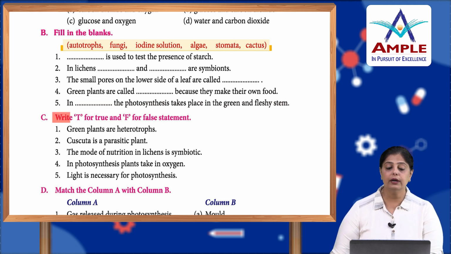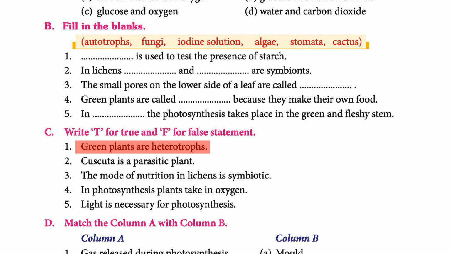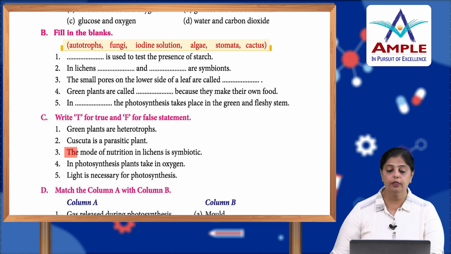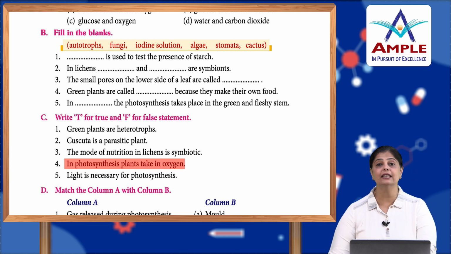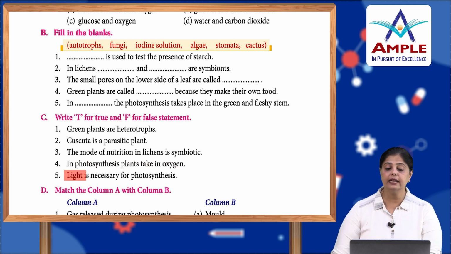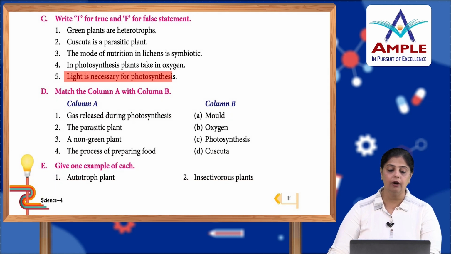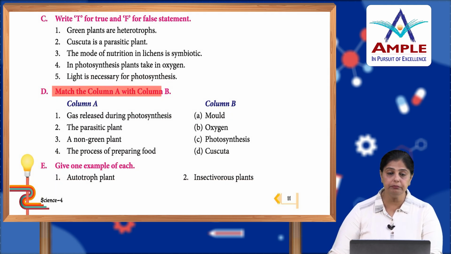Now, write T for true and F for false statement. Green plants are heterotrophs. False, they are autotrophs. Now, Cuscuta is a parasitic plant. It is true. The mode of nutrition in lichens is symbiotic. True. In photosynthesis, plants take in oxygen. False. They take in carbon dioxide. Light is necessary for photosynthesis. Absolutely true.